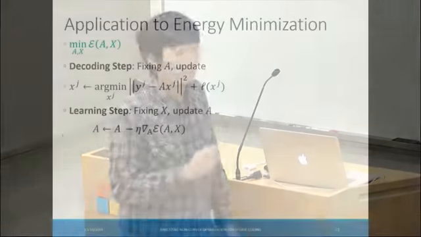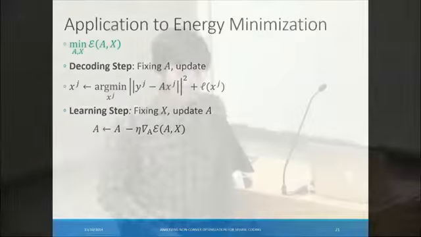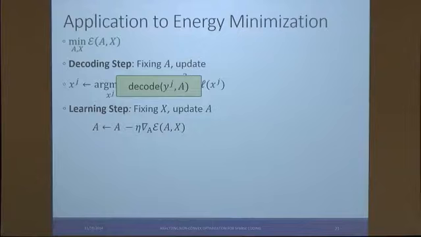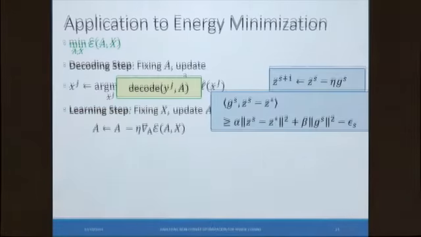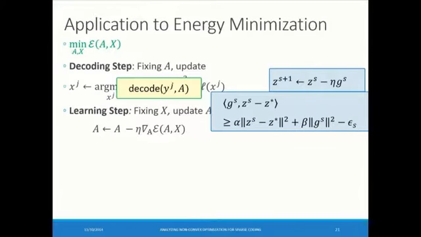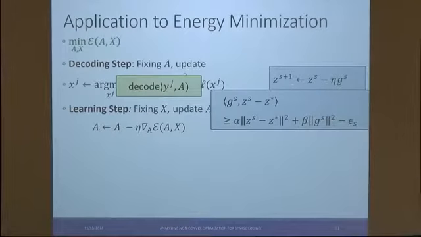So I guess I need to speed up a little bit. I'm going to apply this to the energy minimization problem. I think this relates to your question. So how do you use this? I have this alternating update, and my decoder is something like this. This is the decoding, and this is the learning. On the other hand, my framework is that if my update is like this, I need to check this condition. So basically, I need to relate this with that.